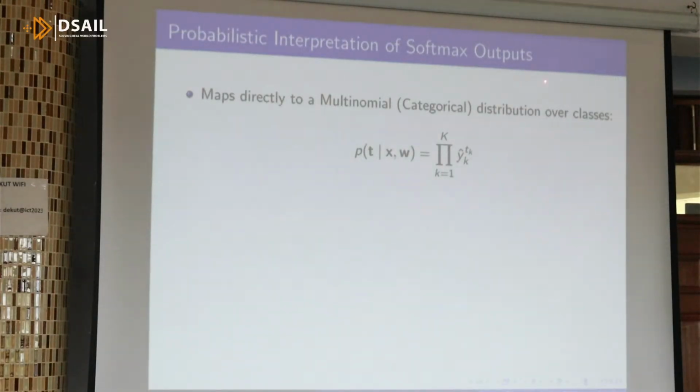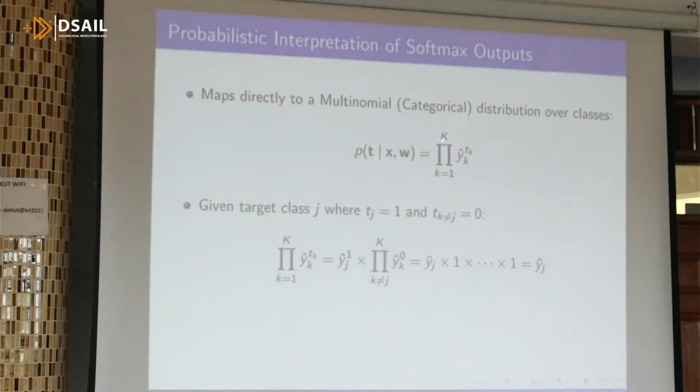So for softmax outputs, this is really the statistical interpretation. It maps into a multinomial or categorical distribution over the classes. And it is written like this, it's some product operation. This looks complicated, but the probability of some true vector t given x, the inputs, and the weights is this product here, from k equals 1 all the way to K, which is the dimensionality of your output, and it's the product of the various values y_k raised to the power t_k.